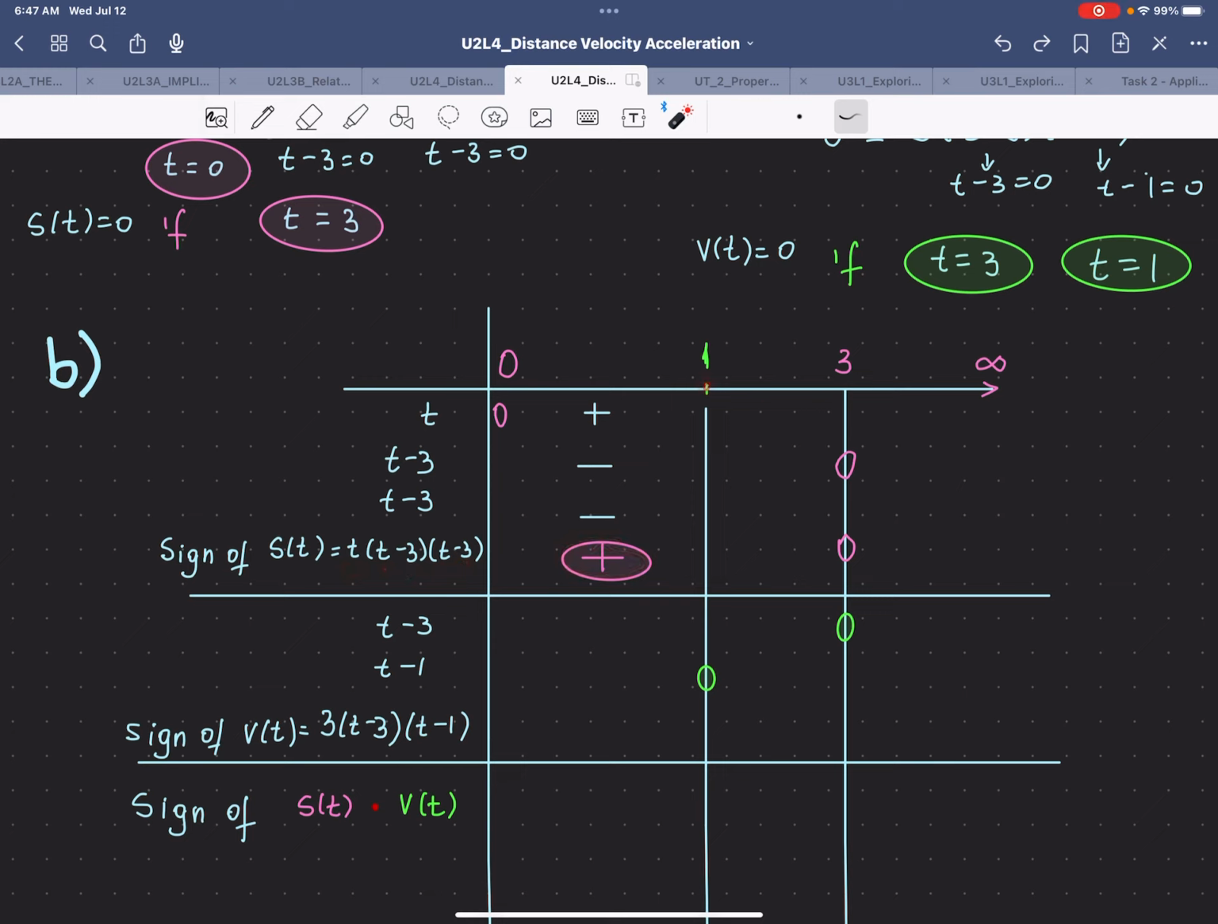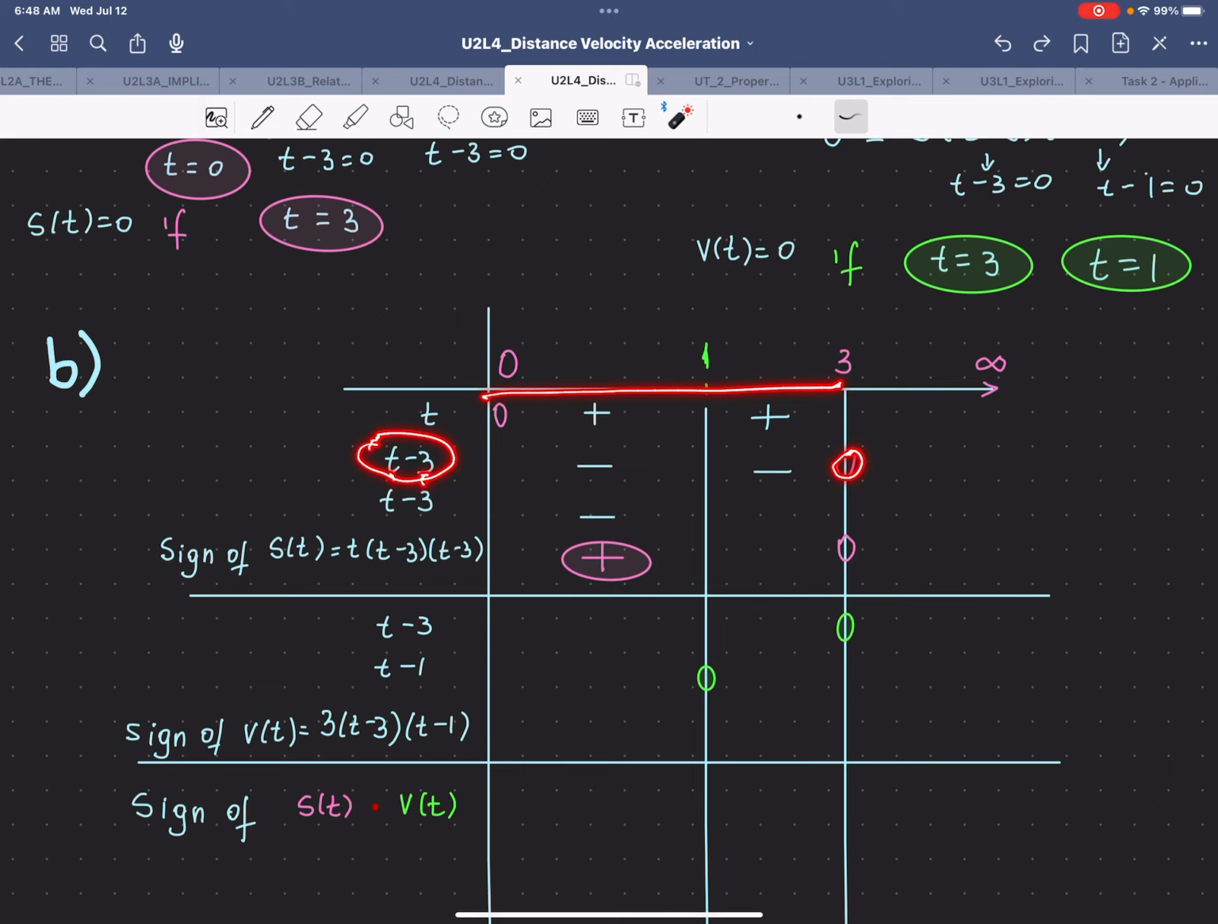In the interval from 1 to 3, the value of t will be positive because these are all positive numbers, so the t values will be only positive. Now, t minus 3, on the other hand, is still negative. That's because it hasn't reached its 0 yet. And another way to figure this out is pick a number anywhere from 0 to 3, substitute it into t minus 3, and check and see what signs you get.